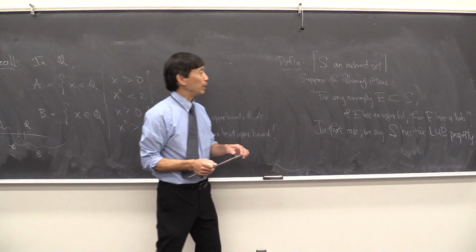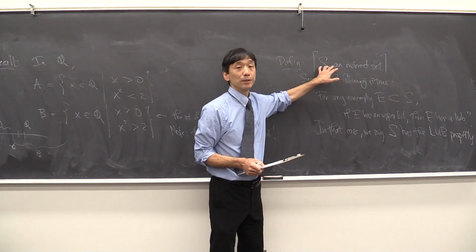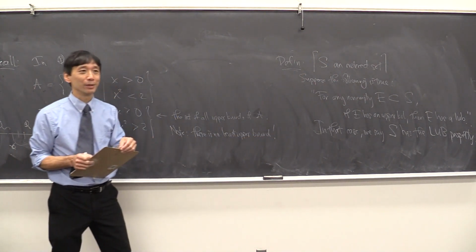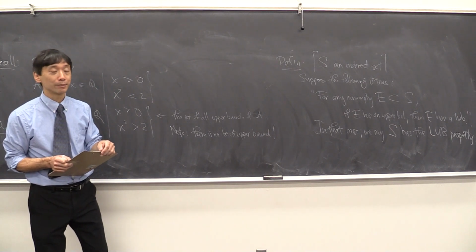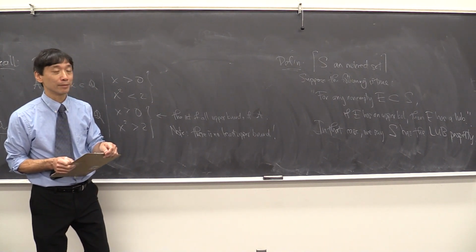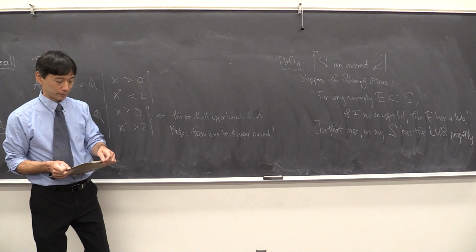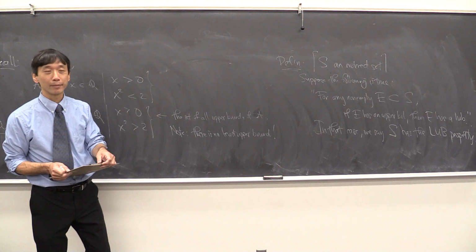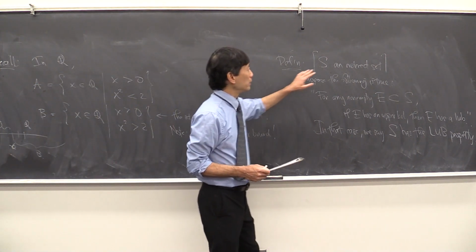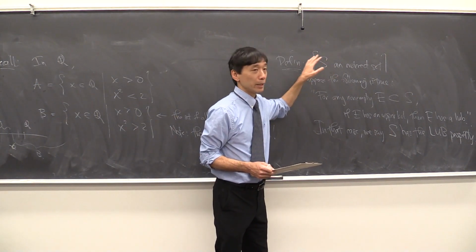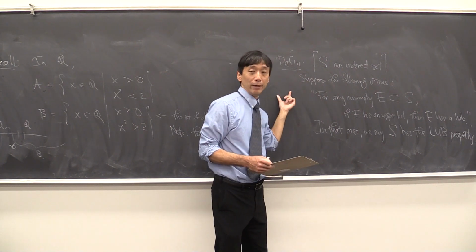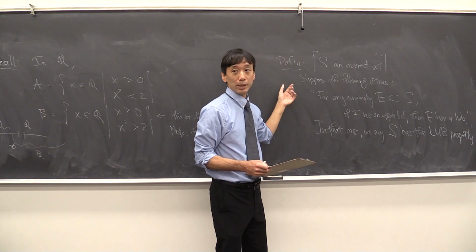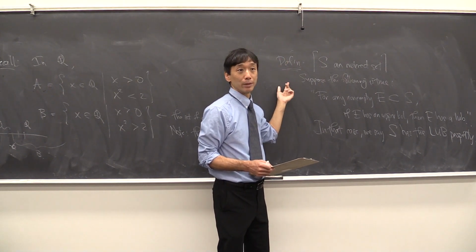So this is a statement about S. You've got S, an ordered set, and it has this property that whenever you have subsets that have upper bounds, the subsets always have a least upper bound.